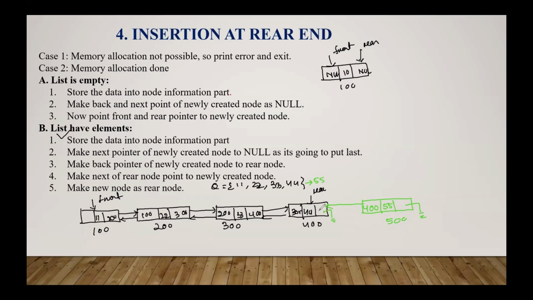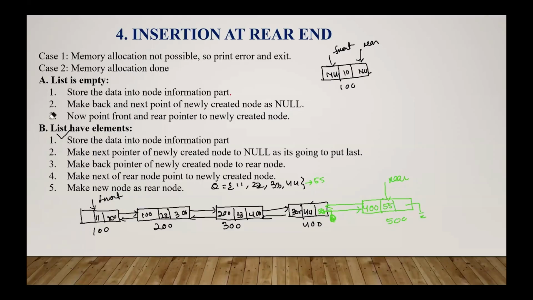So right now we have to store 500, so it makes the connection here. This connection is done. After that, we have to make this one the last node. This means we make the rear equal to the newly created node. If we make this one the rear, then the old rear is already gone.